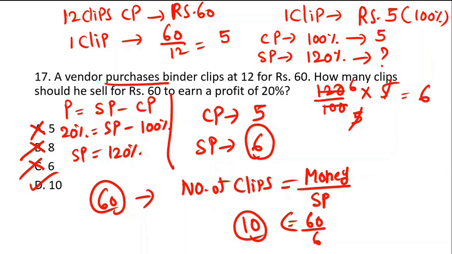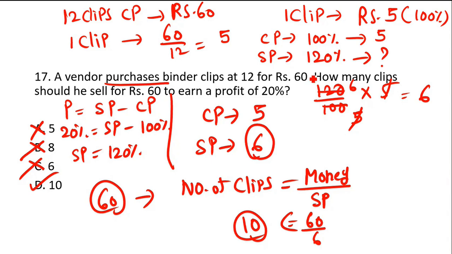So if you want a profit of 20%, 20% profit will have 120%. Okay. Cost price is always 100%. So 100% is 5 rupees. 120% is how much? 120% is nothing but 6 rupees. Okay. So 6 rupees is the selling price of each clip. You have 60 rupees with you. So 60 divided by 6, 10 clips the customer will get from you if he is giving 60 rupees.